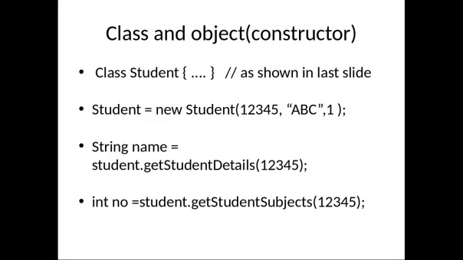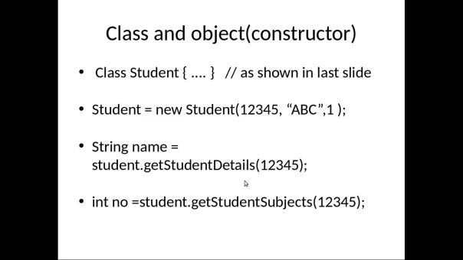Now I want to invoke the method get student details or get student subject. So how do we do it? I will declare String name, since the return type is string, equals the object reference name student with small s, dot. We have already mentioned we use the dot operator, then the method name get student details, and the argument passed will be the roll number 12345. So here the name will be abc.